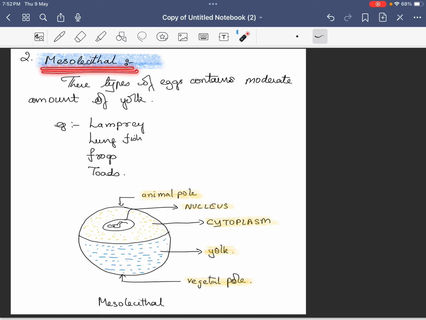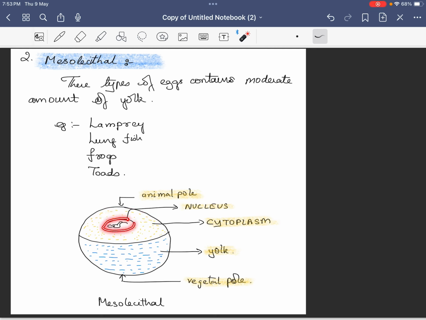In microlecithal, what we said, there is very little yolk. In mesolecithal, the condition changes. Mesolecithal eggs have the yolk content in a moderate form. That means a good amount is there, about half itself, right? These can be seen in lamprey, lungfish, frogs, toads, etc., where you can see more than half of the region is filled up with which one? Yolk, and the other part is with the cytoplasm.